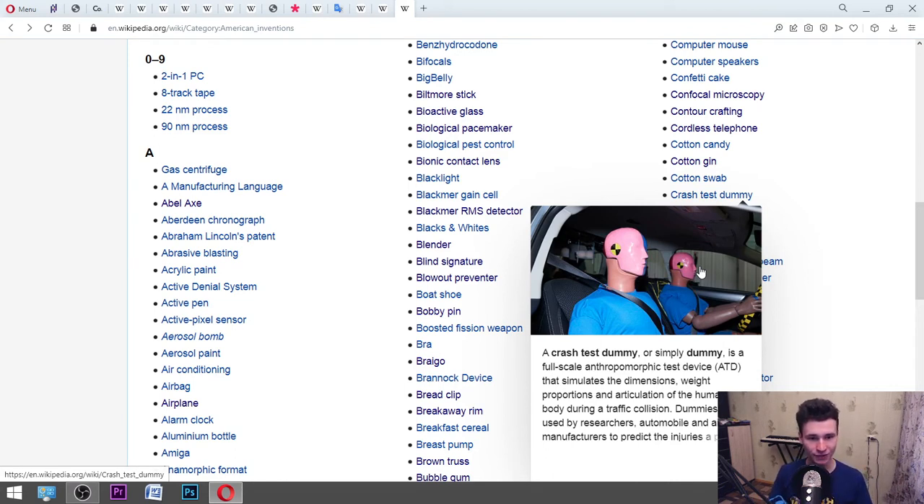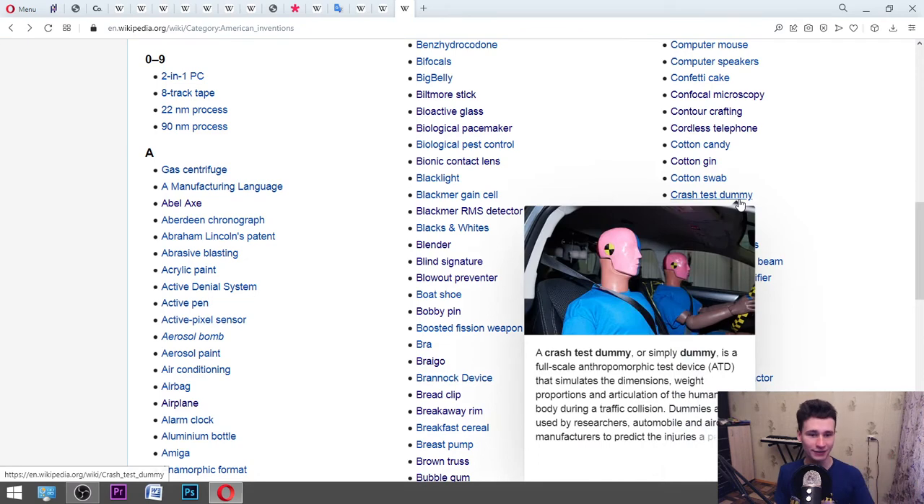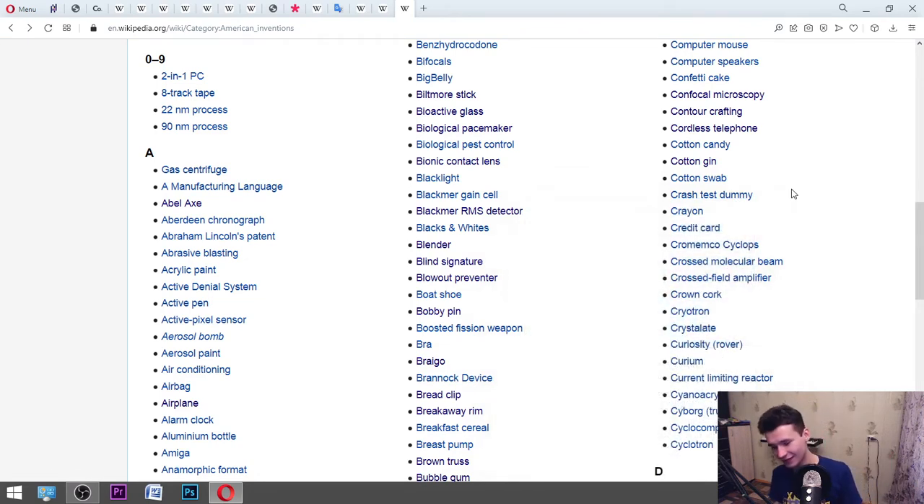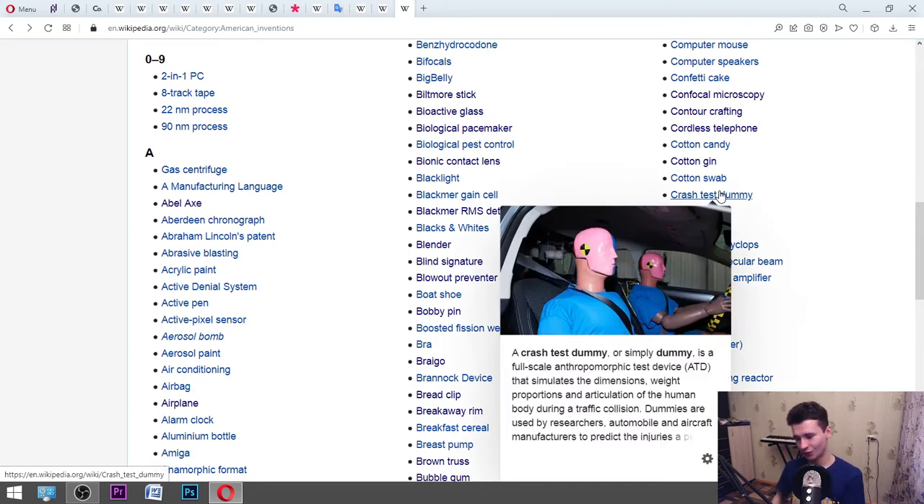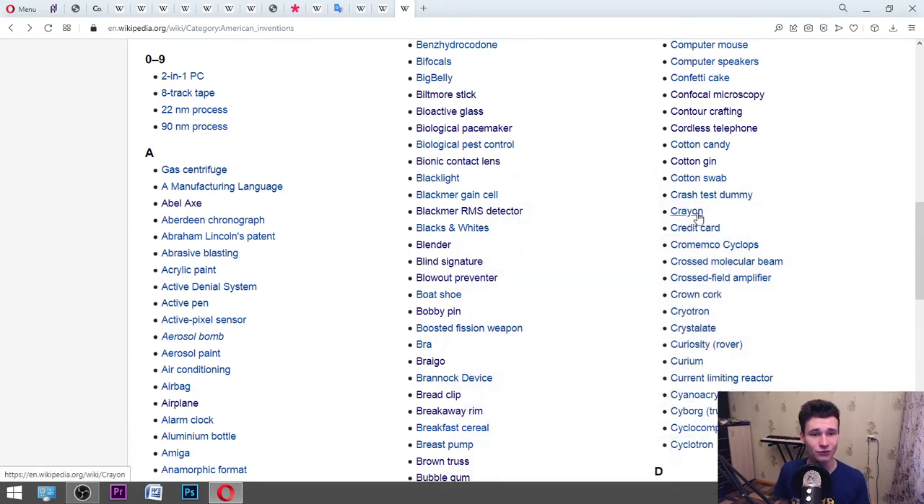Crash test dummy: we use them. It is a full-scale anthropomorphic test device, ATD, that simulates the dimensions, weight proportions, and articulation of the human body during a traffic collision. We use them for tests to make things safe, and we can create them in real life too.